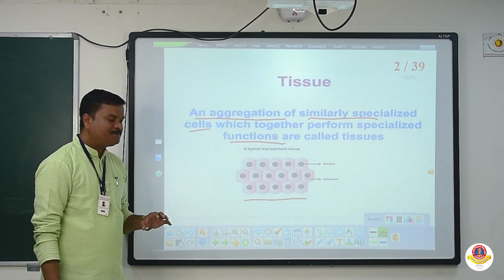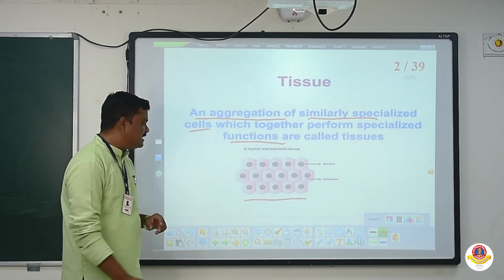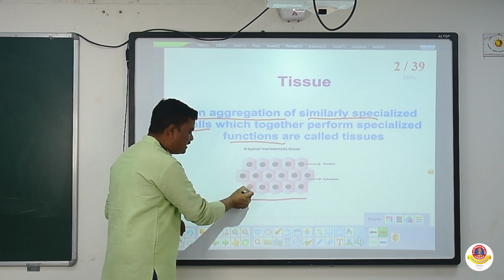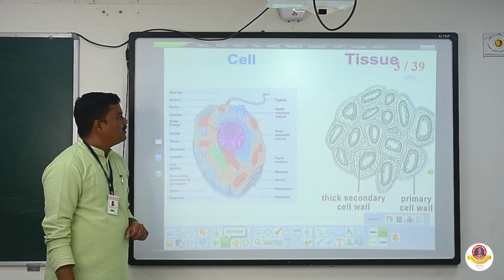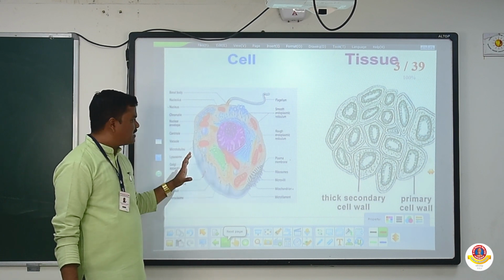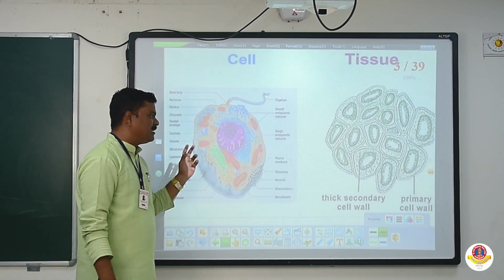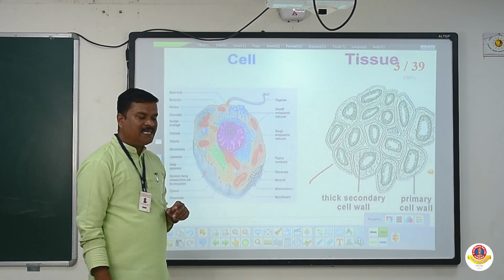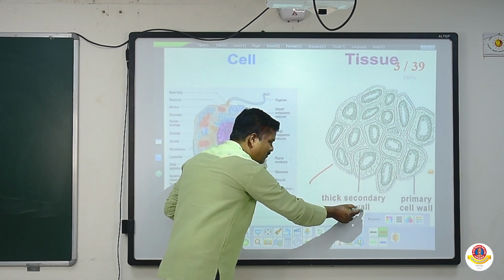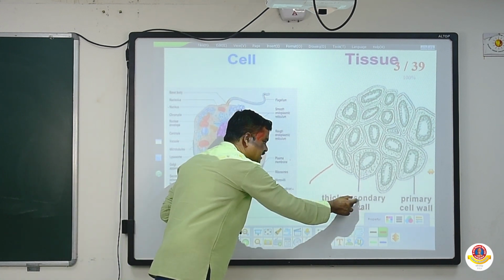As you see here, these cells are either polygonal or rectangular with dense cytoplasm and dense nucleus. This is the structure of a cell which we can see in detail under an electron micrograph, and this is the structure of tissue where we can see the cell wall with the primary cell wall and the thick secondary cell wall.